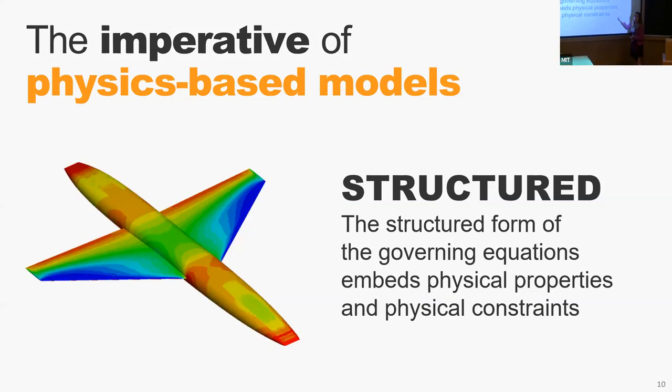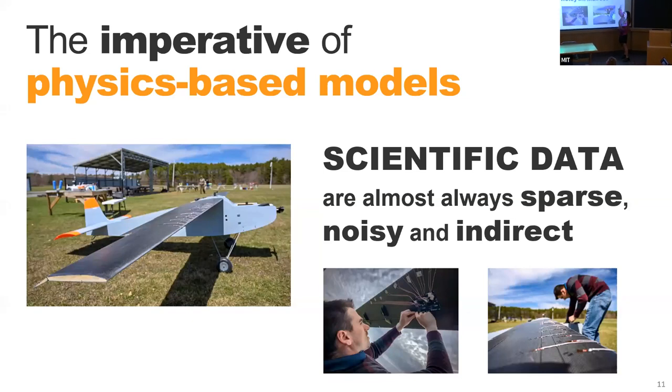These models are structured. It's very nice to have expressive representations, things like neural networks that are incredibly expressive and very general purpose. But I think sometimes we forget just how much structure there is in our problems. And you're going to see this theme come through in my talk. The structured form of the governing equations embeds physical properties and physical constraints. And those properties and constraints are so important because those are the things that let us actually predict, because they are embedding the nature of our system. So this notion of structure is incredibly important. And again, I feel that often we are in a rush to get good results and forget about the structure of the problem.